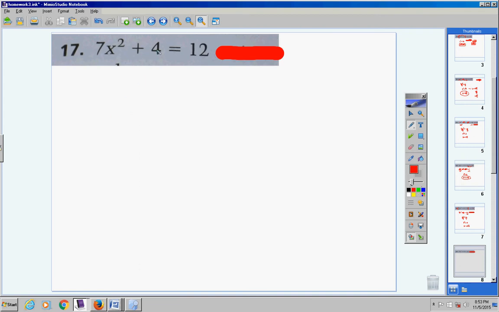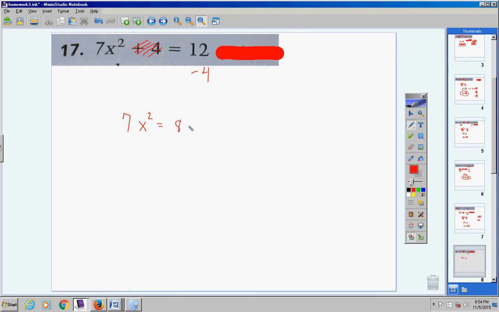Alright, here we go. Number 17, step 1, simplify both sides. There's nothing I can do to either side. Step 2, eliminate fractions. There are no fractions. Step 3, get all of your x squared terms on one side and all other terms on the other side. Well, here's an x squared term. It's on this side. If we can move this 4 over and make it a negative 4, then we'll accomplish our goal of getting all of the x squared terms on one side by themselves. So 7x squared equals 8.